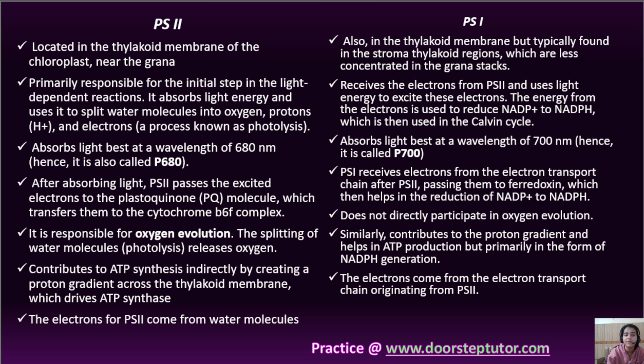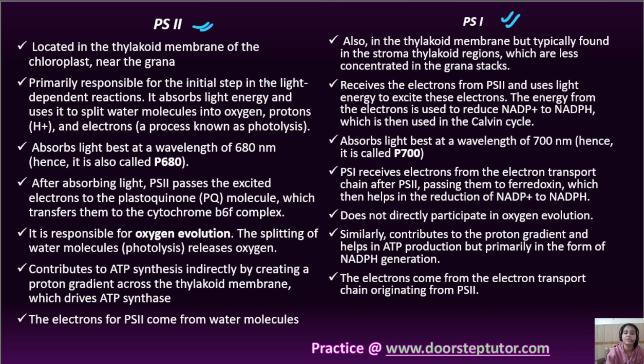Now let's have a look at some differences between photosystem 1 and photosystem 2. Firstly, remember that photosystem 1 and photosystem 2 are not named based on their functions. When we talk about photosynthesis, photosystem 2 is active first and later on photosystem 1 is activated. They are named according to their discovery, basically.